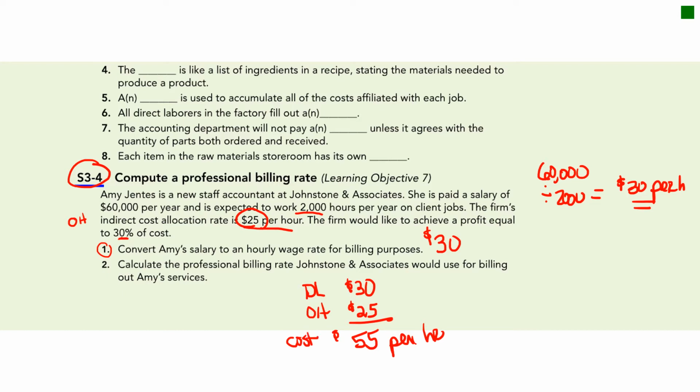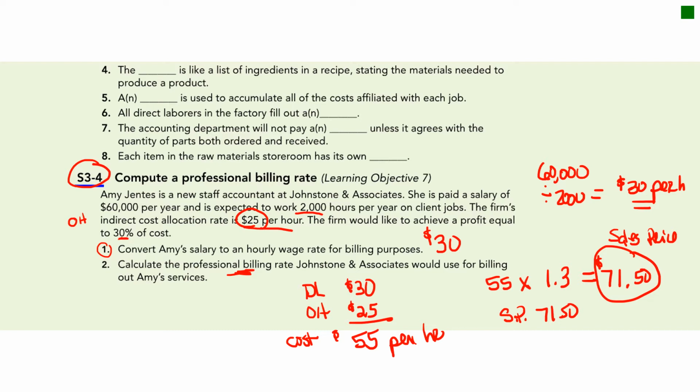And if you're going to mark it up 30%, you just take that $55 and you can multiply that by 1.3, and that'll give you the markup, what you'd charge your customer, which in this case it looks like that would be $71.50. So that would be the professional billing rate. This is your sales price, which is $71.50. Your cost is $55. So basically, if you take your sales price of $71.50 and you subtract out your cost of goods sold, essentially, which is $55, that would then tell you your profit margin.